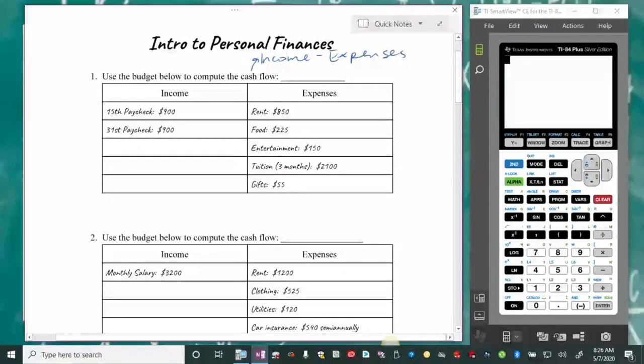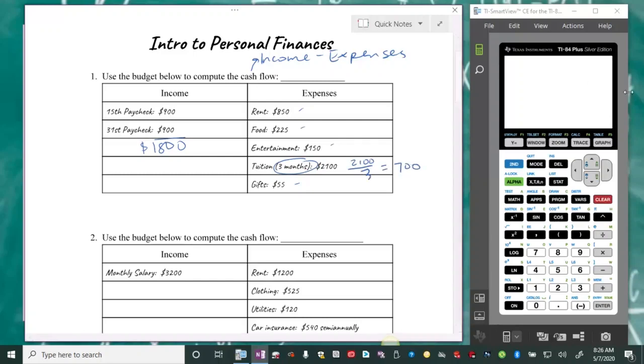of 1 month. So we've got the two 900s, and if we add those together, we have a total income of $1,800 for the month. As I go through, I know that rent, food, entertainment, those are all monthly, as well as the gifts. But the tuition is for 3 months, so I've got to take 2,100 and divide it by 3. If I divide it by 3, I get $700.